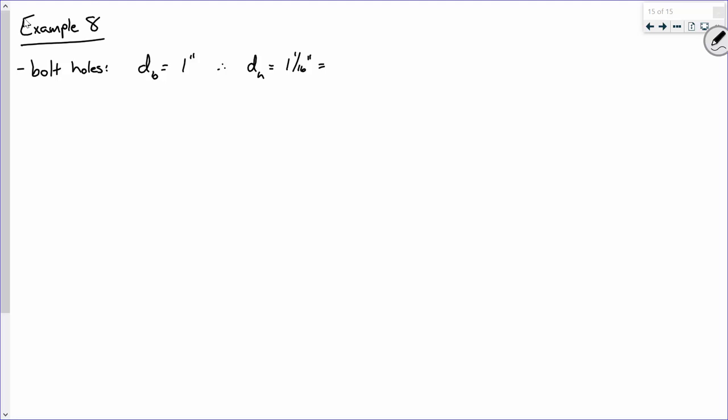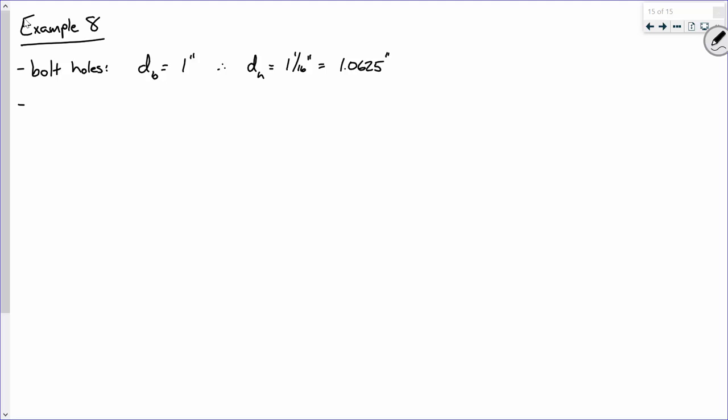Now, we're going to work on this one together. 1.0625, there we go. I'm going to write the whole thing out because, with bolted connections, I want the calculations for a single bolt to be somewhat precise, because we're going to take that and multiply it by the number of bolts. And some of these connections we might have 30 or 40 bolts, so I'm going to try and be a little precise with that.